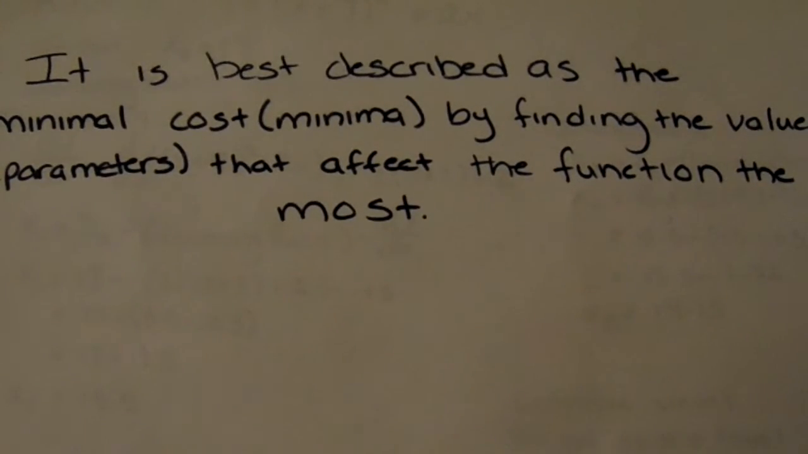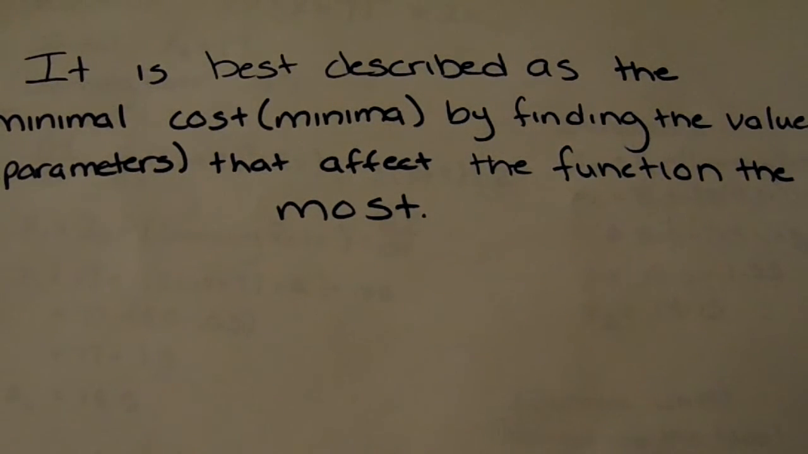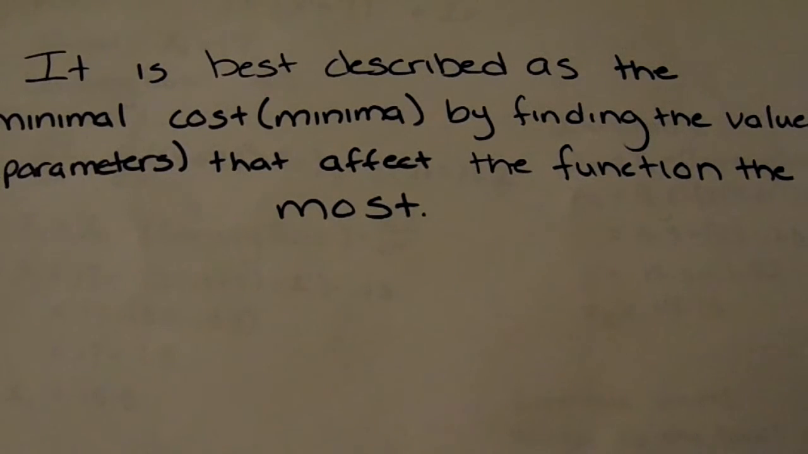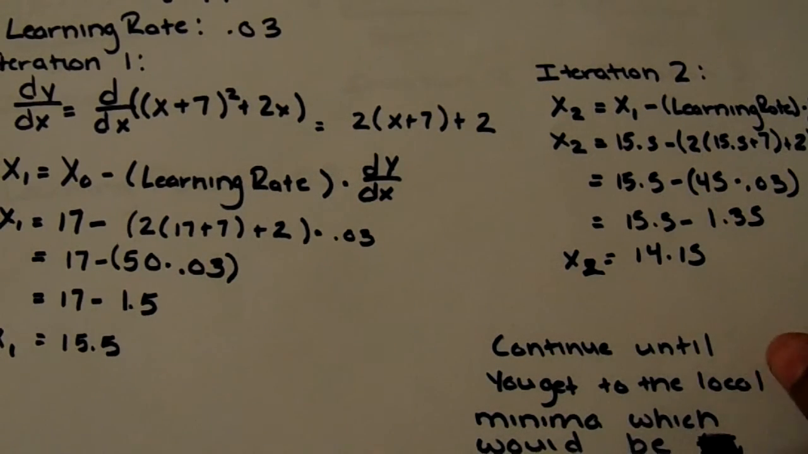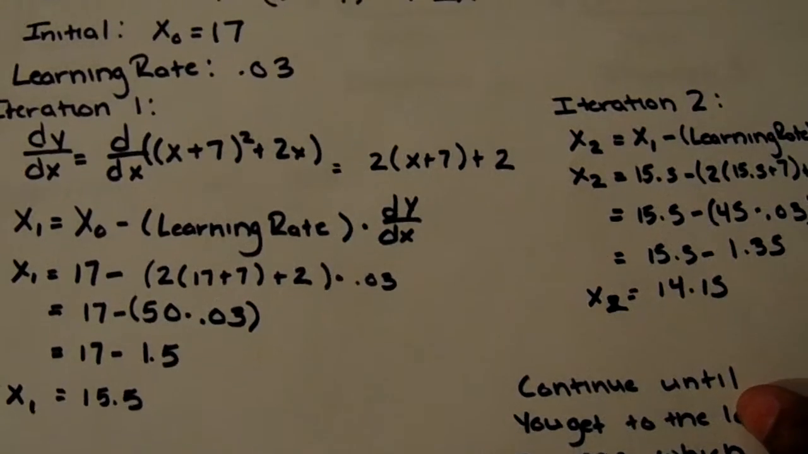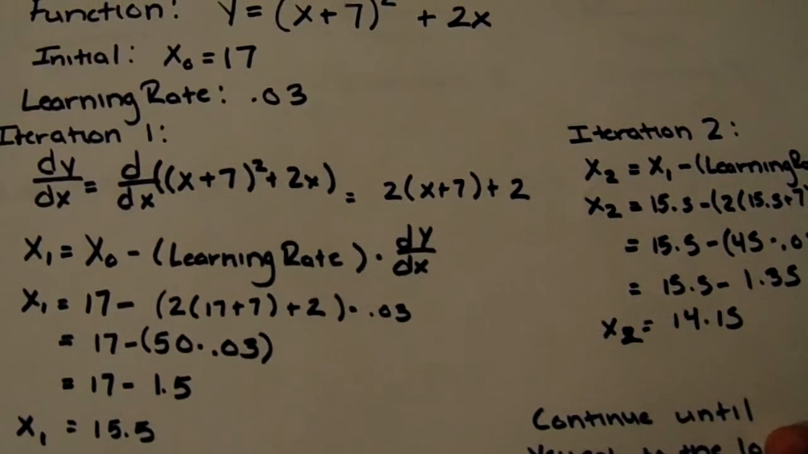Gradient descent is best described as minimizing cost, such as finding minima, by finding the values or parameters that affect the function the most. This means that you need to find parameters with the least or largest impact on the overall direction of the function as you try to get the lowest possible cost. To solve gradient descent, you will need to start to think about machine learning and also think about derivatives and other forms.